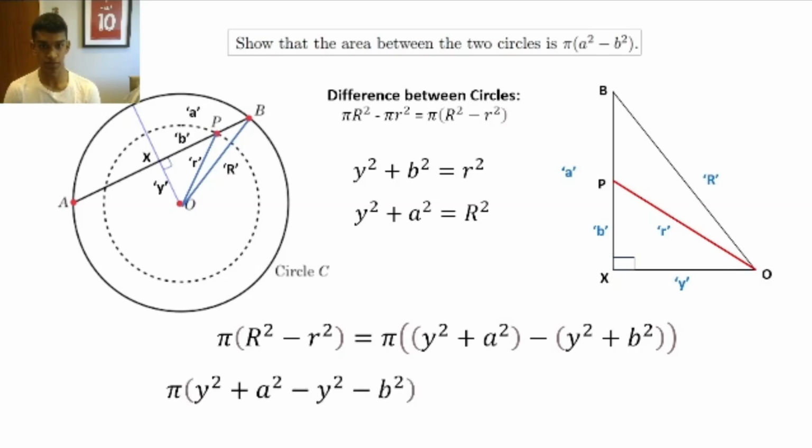And so when we simplify this, we get pi multiplied by y squared plus a squared minus y squared minus b squared, and simply this is equal to pi times a squared minus b squared. And there we have it. That's a simple proof to this question.